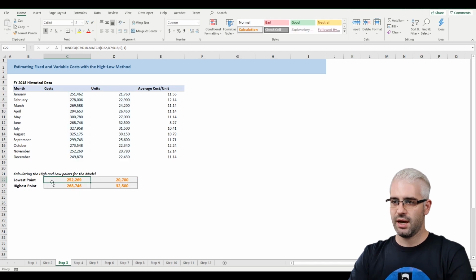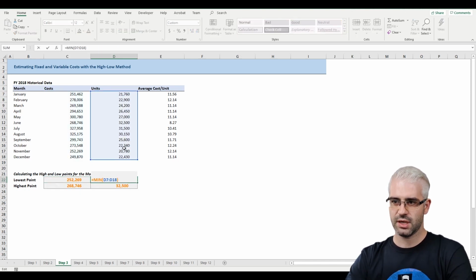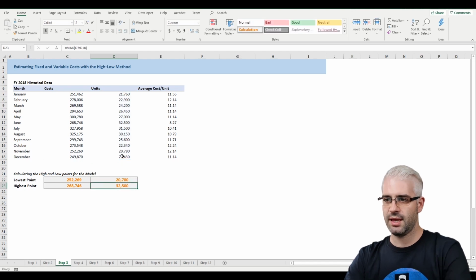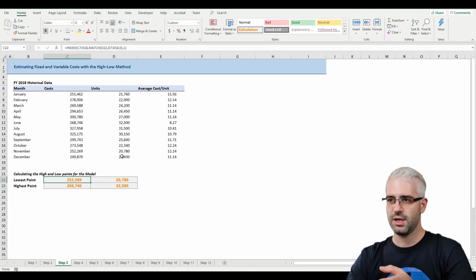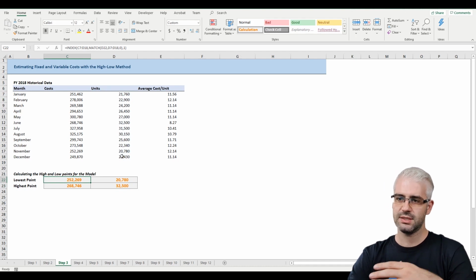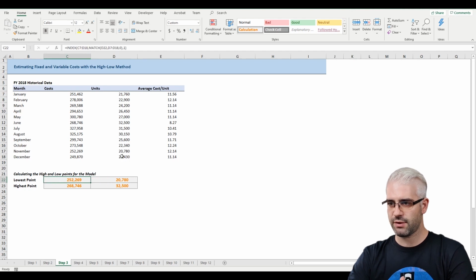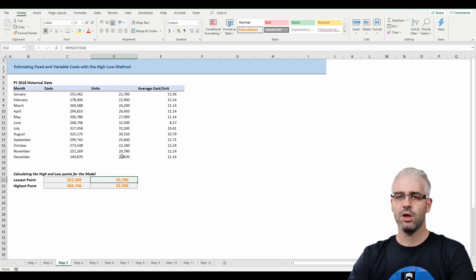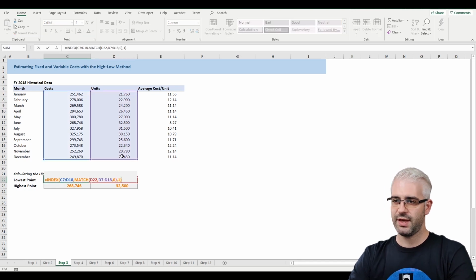As you can see, I start with finding the minimum using the min function and then max function for the maximum number. As you know, we start from the units, from the volume that results in the cost. So we're not looking for the maximum and minimum costs, we're looking for the maximum and minimum volume of units. That's really important.